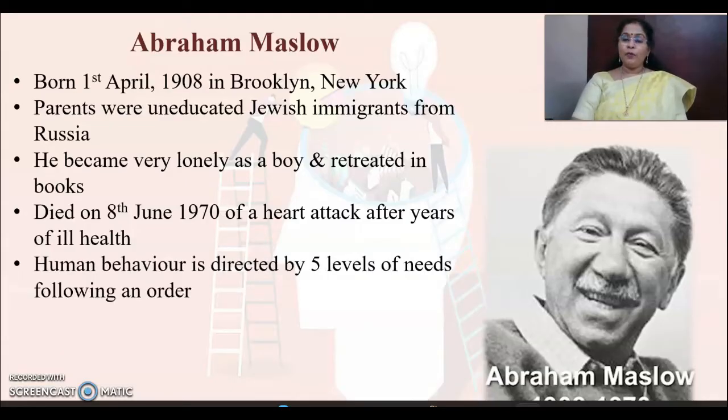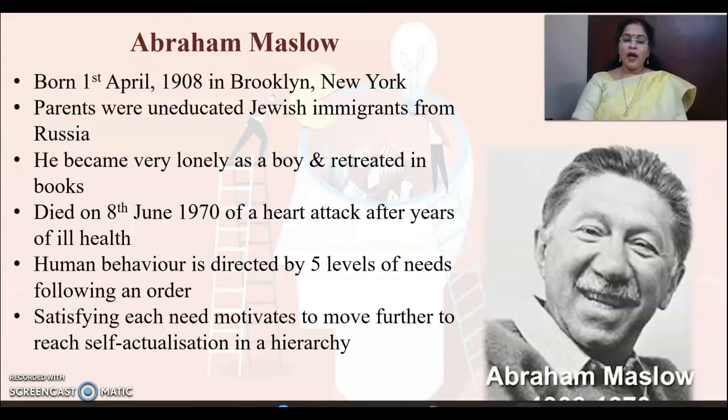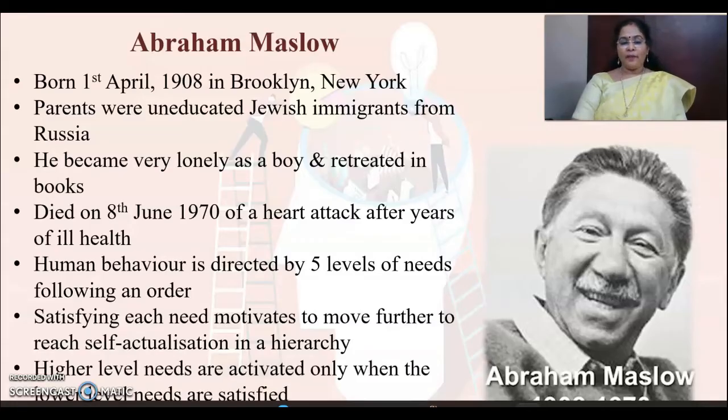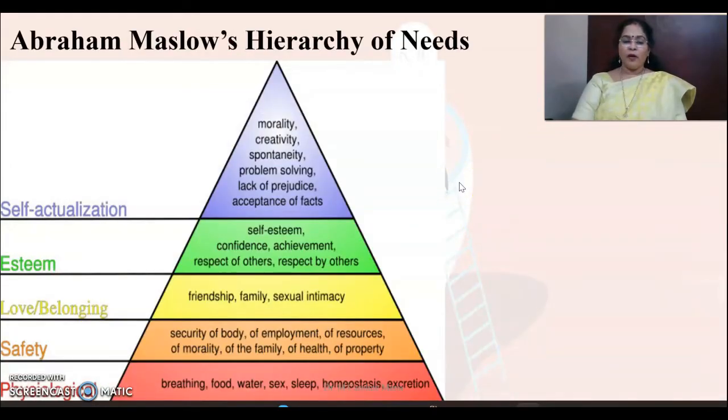According to him, human behavior is directed by 5 levels of needs in a proper order. And satisfying each need motivates the person to move further to reach self-actualization in a hierarchy. Higher level needs are activated only when the lower level needs are satisfied. Let's see what kind of needs and the levels he is talking about.